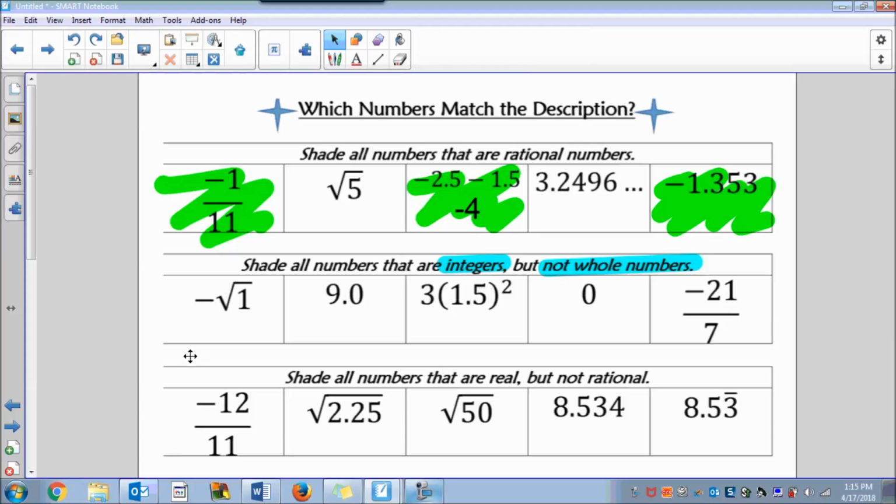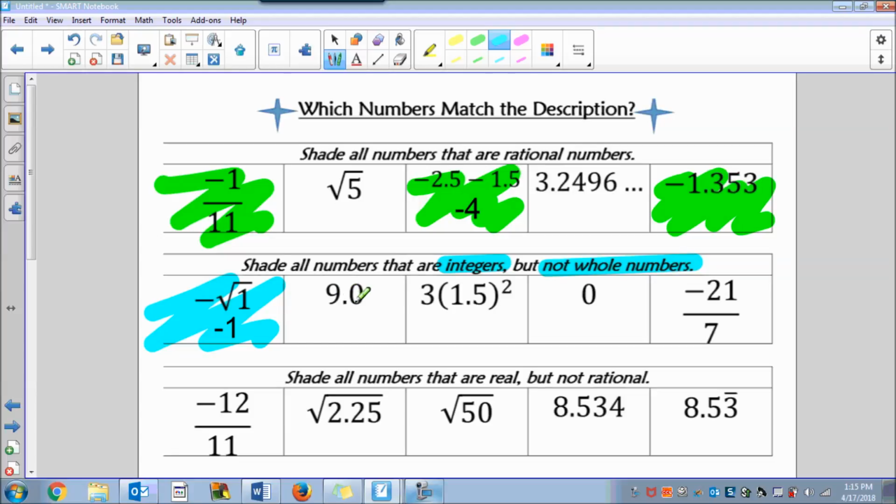So in that first one it says the negative square root of 1. That is just -1. The square root of 1 is 1, and then we apply the negative sign. It's a -1. There's no decimal part, so it's still an integer. But we have a negative sign, which means it's not a whole number. That fits that description perfectly. It's an integer, but it's not a whole number.